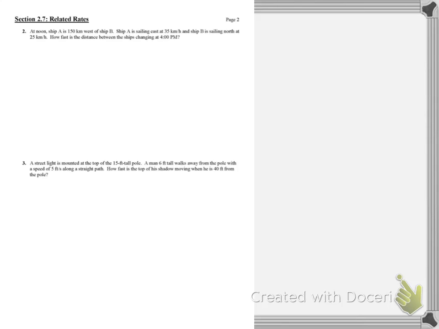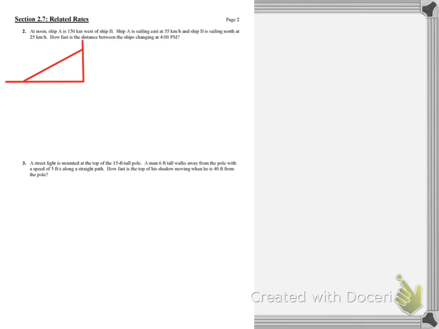Taking a look at problem 2. At noon, ship A is 150 kilometers west of ship B. Ship A is sailing east at 35 kilometers per hour, and ship B is sailing north at 25 kilometers per hour. How fast is the distance between the ships changing at 4 p.m.?